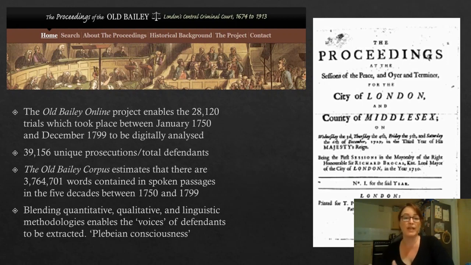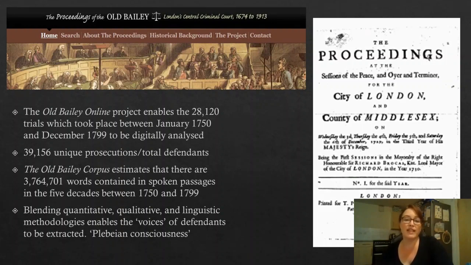This was a commercial publication. So the court scribe would write them. The Corporation of London would publish them. So these are a publication. They're a commercial endeavour. Now, the Old Bailey Online project is a digital humanities project that digitised all of the proceedings within the chronological range of their existence.